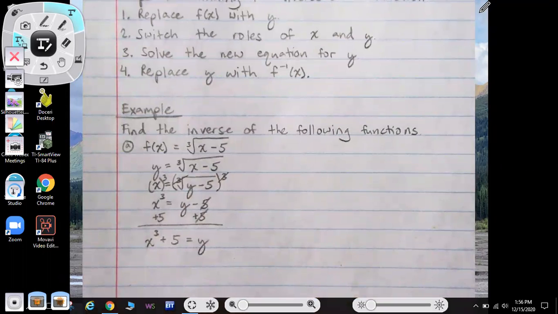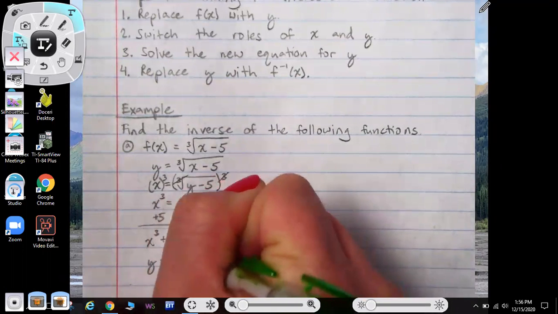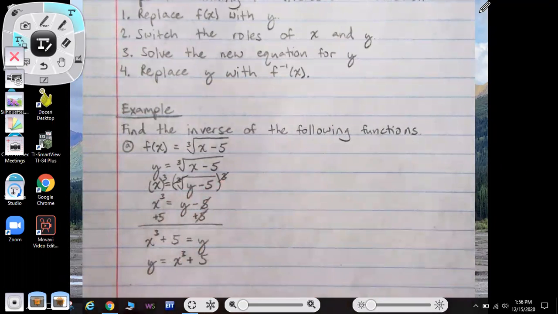We like to read equations as y equals. So let's rewrite this so that it's y equals x cubed plus 5. We just switched the order around. We didn't really do any math.